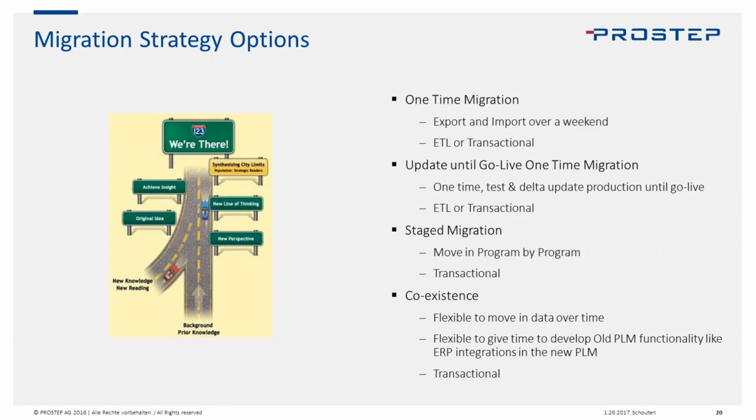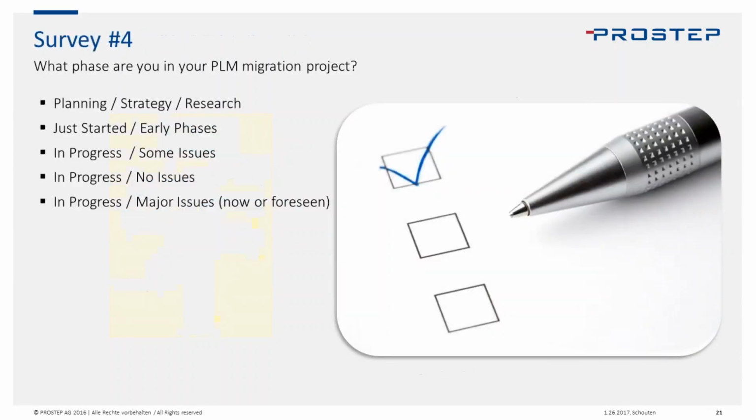Staged and coexistence, this is moving things in a chunk at a time, flexible. These are both really only viable with a transactional type of strategy. And it gives you time to fix things up and move users in as they're ready to be moved in. So that takes us to our second discussion set and our survey number 4, and I'll turn it over to Paul.